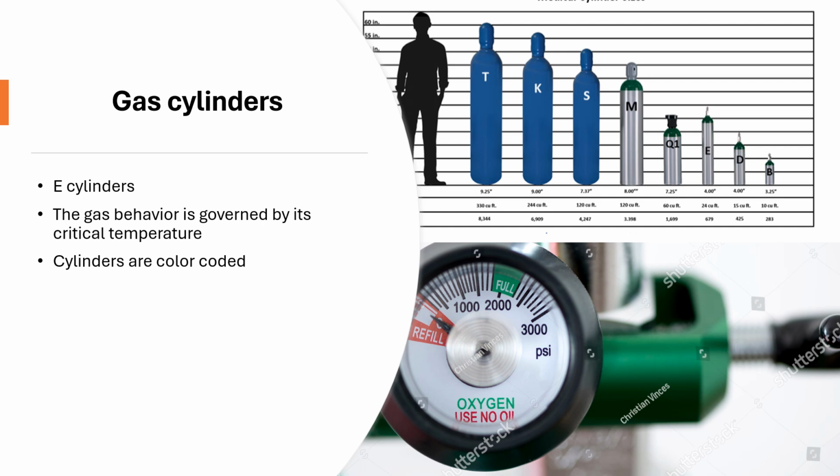The gas behavior is governed by the gas critical temperature. So what is a critical temperature? It is a temperature below which the gas becomes liquid. For example, the critical temperature for oxygen is about minus 119 Celsius, and the critical temperature for nitrous oxide is about 36.5 Celsius. And again, to minimize errors, the cylinders for each gas are color-coded.